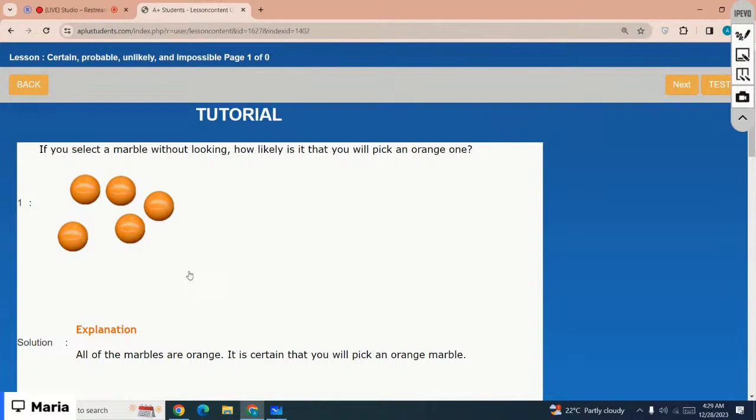You have 5 marbles, and all of them are orange, right? That means it is certain that whenever you pick a marble, you will pick an orange marble, because all of the marbles are orange. So the correct option is certain, you will pick an orange. The correct option is certain, right?